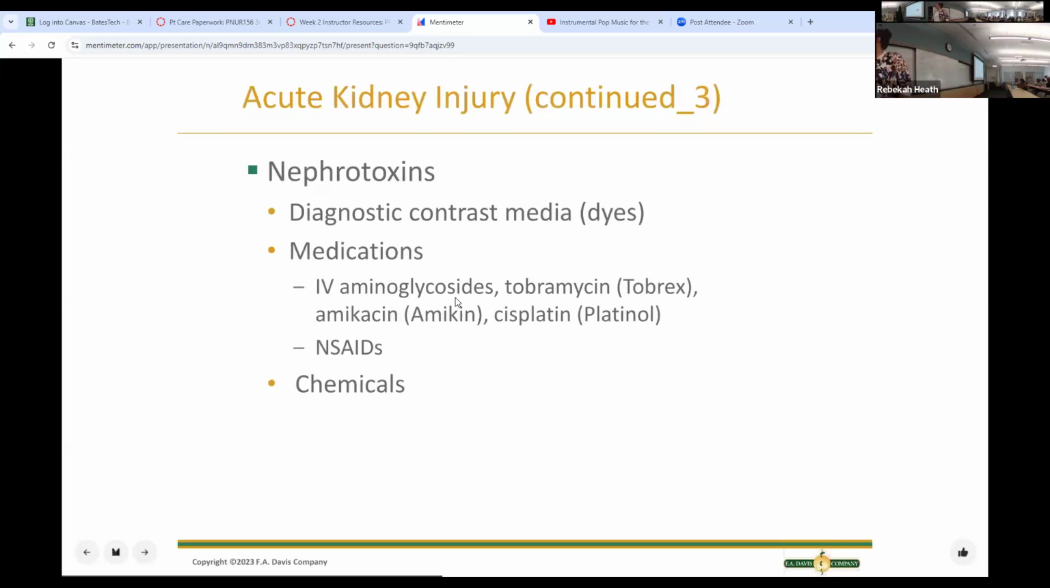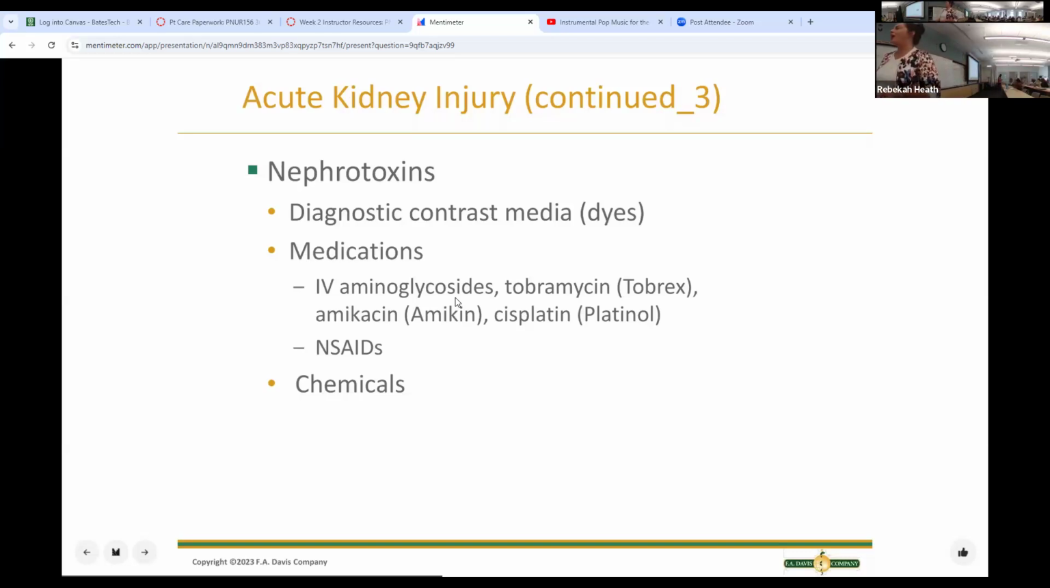Nephrotoxins: something that we put into our body that damages the kidneys. When you did pharmacology last term, you learned that some medicines you don't want to give to patients who have kidney failure because they're nephrotoxic. Now, some medicines are just nephrotoxic and we have to give them to people. We might give them in smaller doses to people that have some kidney injury or kidney malfunction.